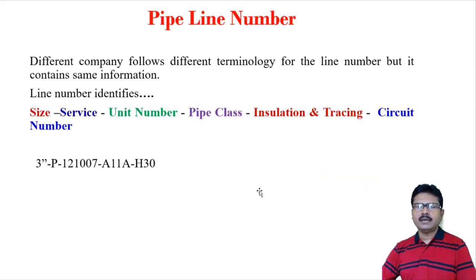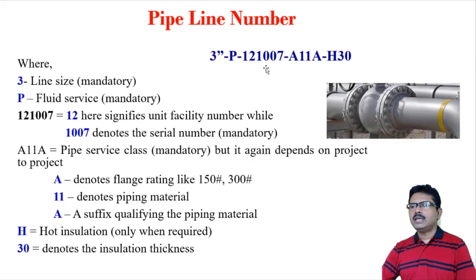In a P&I diagram, the pipes are identified by a specific type of tag number. This tag consists of size, service, unit number, pipe class, insulation, tracing, circuit number, etc. So this is one example of pipe identification: 3 inches, P121007 A11A H30. Now what is the meaning of this?